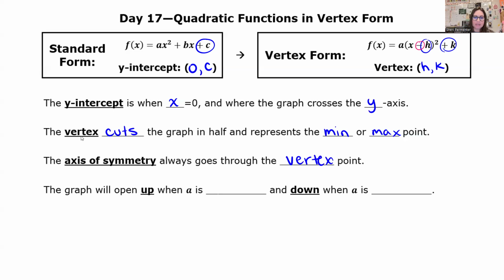The graph opens up when A is positive and down when A is negative. You do? That's awesome. Then you should do really good on this unit.